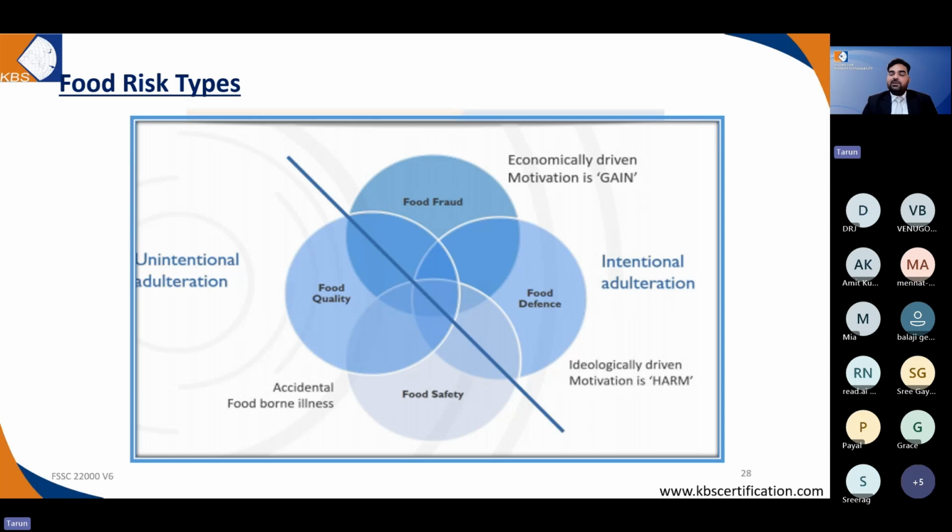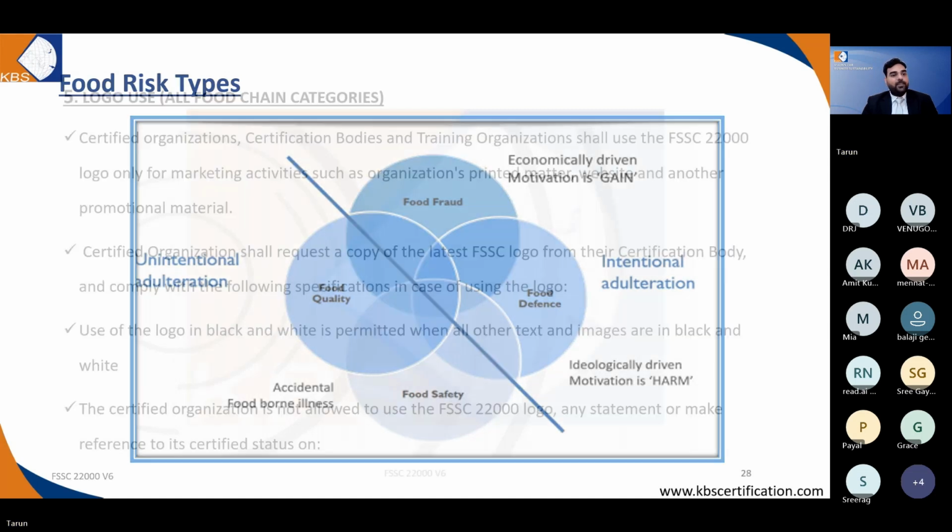And when you have an organization where FSSC is implemented, you can have satisfaction in your mind that it is not a kind of fraud. That is why FSSC is more in demand in the market.